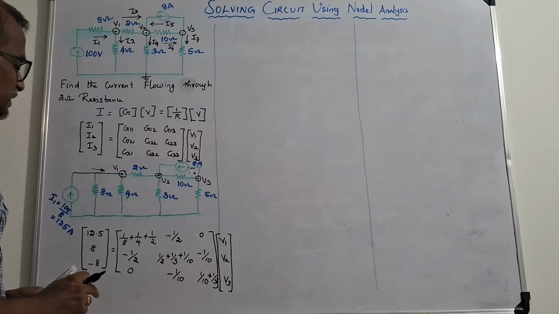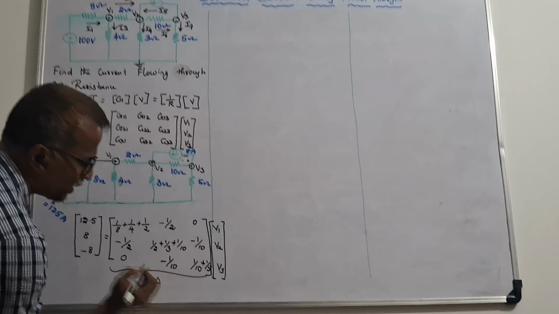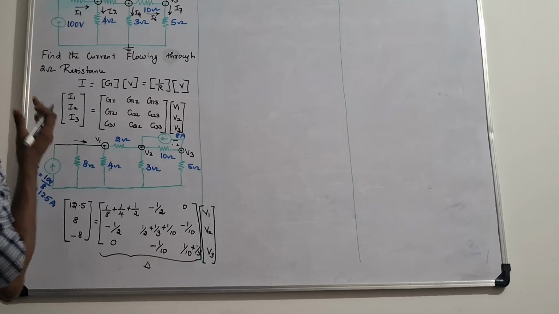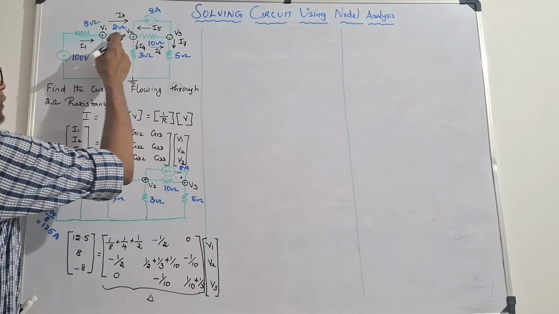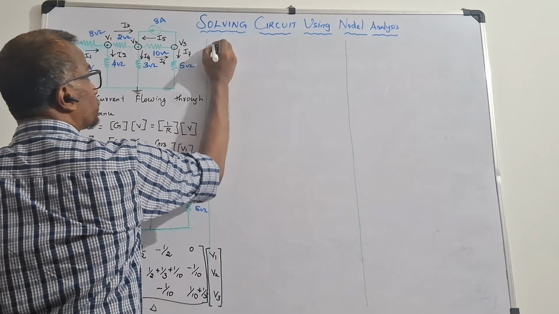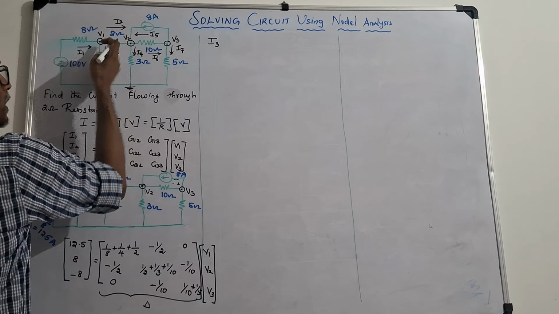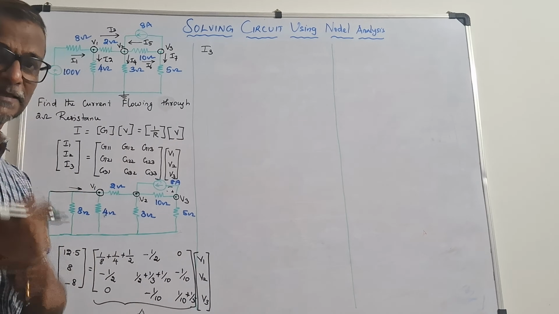So in your case, delta is nothing but what? This is the value of delta, and we need to find out what is our ultimate aim. We have to find out the current which is flowing through the 2 ohm resistance. So what is the current flowing through the 2 ohm resistance? That is equal to I3. So current means what? Voltage divided by resistance.